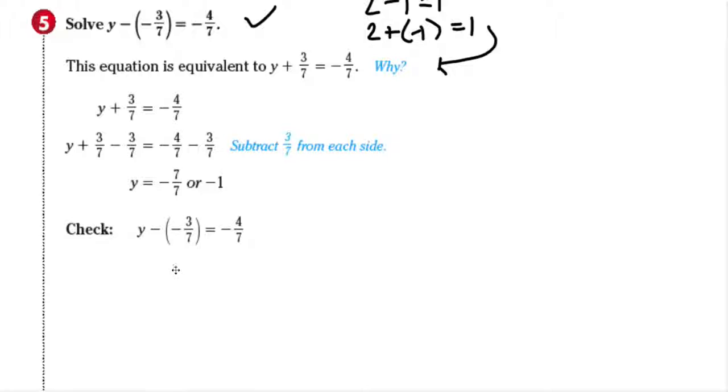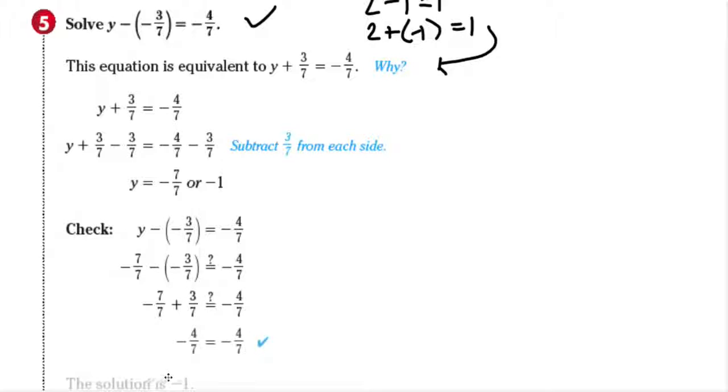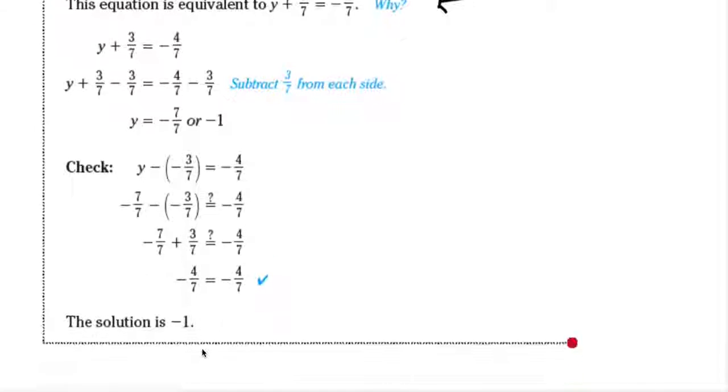The value of negative 1. And we have right here, negative 7/7 minus negative 3/7. Is it equal to negative 4/7? Yes, it is. And we check our answer. The solution to this is negative 1.